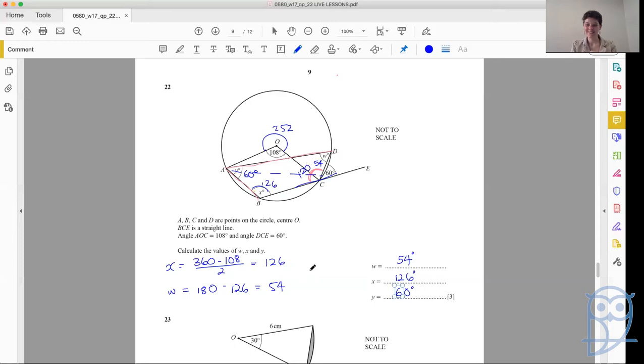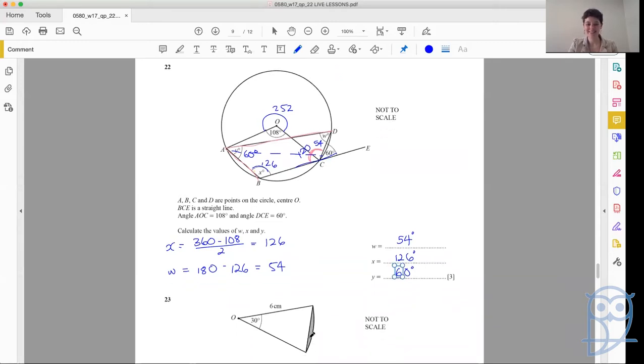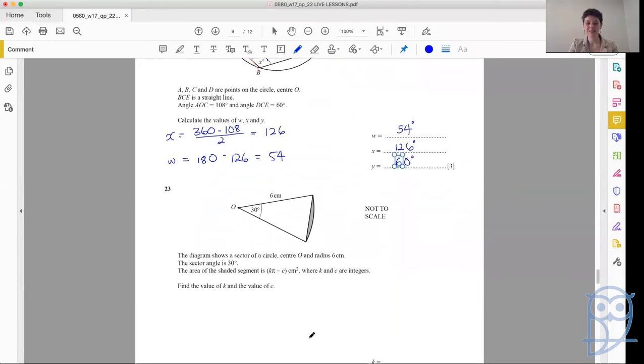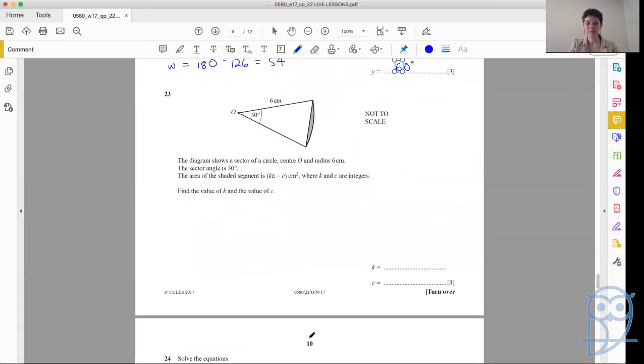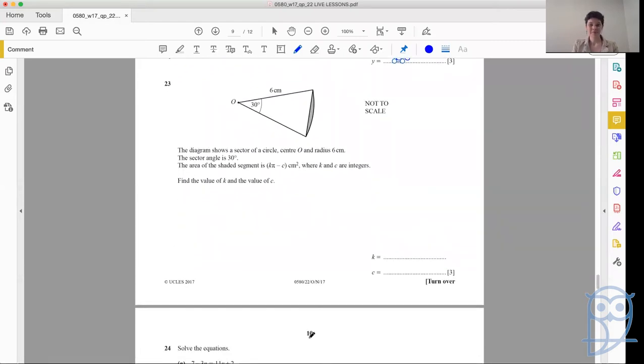Okay, so from angles to something slightly different. Angle again. The diagram shows the sector of a circle, center O, and radius 6 centimeters. The sector angle is 30 degrees. The area of the shaded segment is k pi minus c centimeters squared, where k and c are integers, which means, of course, they just have number values. Find the value of k and the value of c.